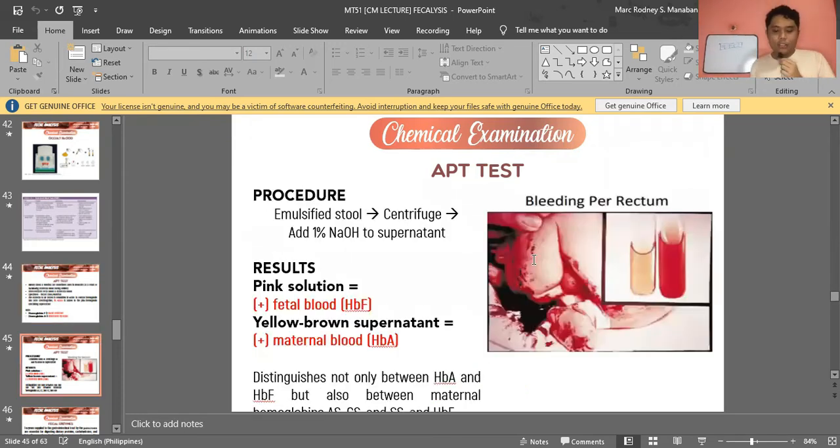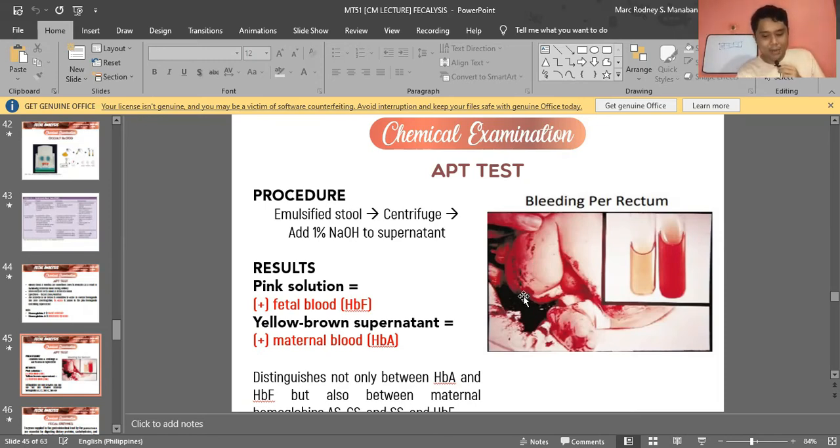All right? So, of course, again, the procedure: emulsified stool, centrifuge, and then you add 1% NaOH to the supernatant, and then check the appearance of the supernatant. If the solution remains pink, meaning the hemoglobin there was not lysed, or it was not denatured, therefore the hemoglobin there is hemoglobin F, gikan sa imuhang infant. Because we mentioned that hemoglobin F is alkali resistant. Dili siya ma-denature by NaOH. Whereas, if ang imuhang solution mo-change to yellow-brown, meaning na-denature ang hemoglobin by your alkali or your NaOH, so therefore, that is maternal blood.